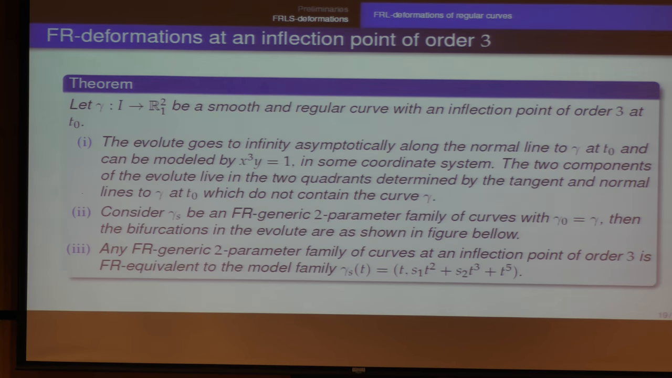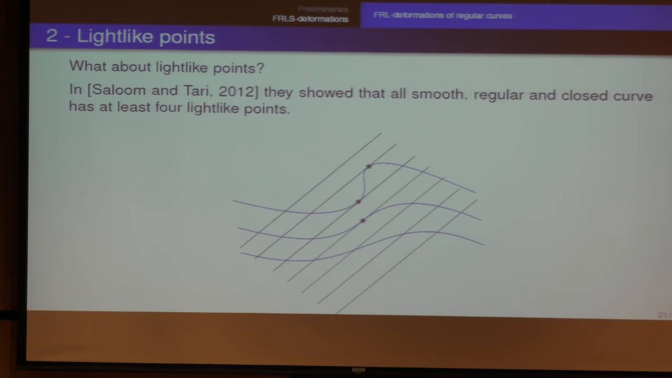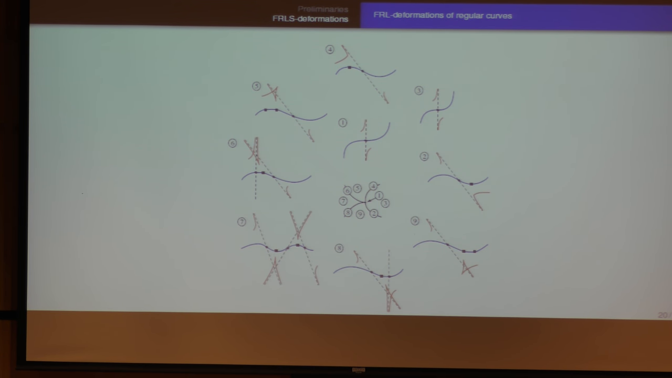And thirdly, any FR generic two-parameter family of curves at an inflection point of order 3 is FR equivalent to this model. The proof of this is in the same way as the previous case. Now we have seen the FRL deformations away from light-like points. And now what happens for light-like points?